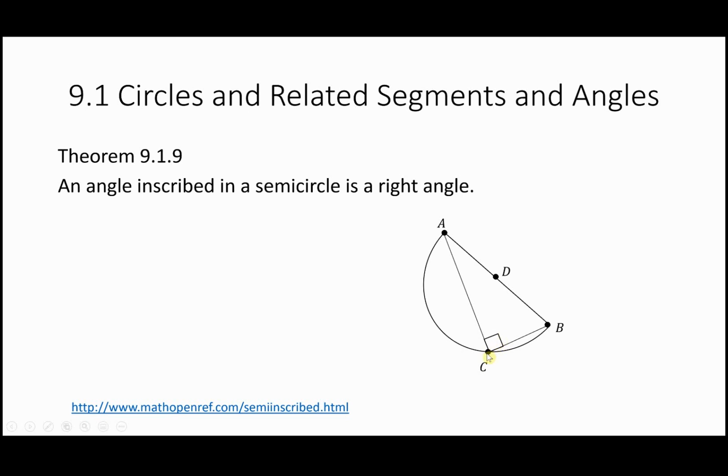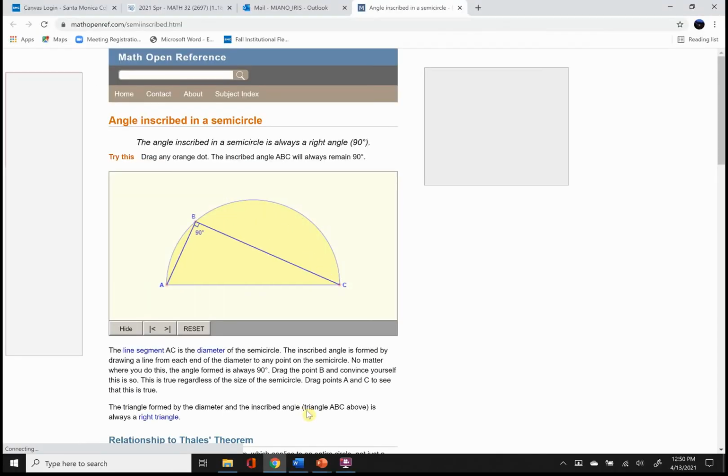And if we had these two chords connected in this point C, well then it would have to form a right angle. Now you might be wondering, well, is this true no matter the position of C? Yes it is, and I'm going to show you this link right here. Look at that. Can you guys see that?